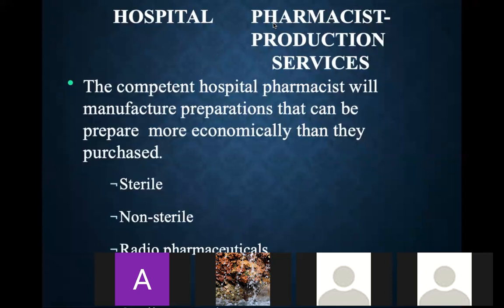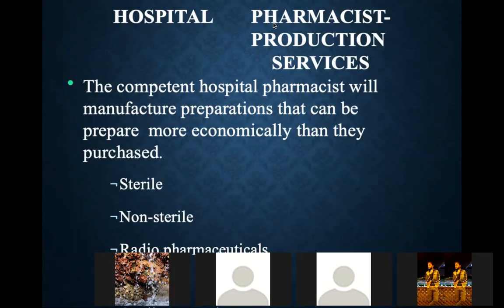Now they have various types of units. They have sterile products, in which they prepare injectables, ophthalmic preparations, whatever is found under the heading of sterile preparations. Then they have non-sterile, meaning tablets, capsules, whatever. Some have radiopharmaceuticals. Nowadays it is the age of radiopharmaceuticals, which are used for various diagnostic and treatment processes.